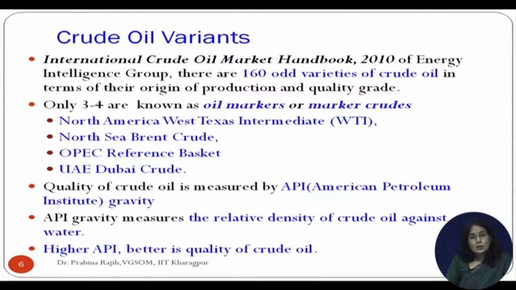And how can these 160 varieties be segregated from one another? This is based on 2 parameters. One is the API gravity measure, and the other is the amount of sulfur the crude contains. What does API stand for? API stands for American Petroleum Institute gravity. This API gravity measures the relative density of crude oil against water. So if a particular variety of crude oil is lighter, it will have a higher API index. So the higher the API index, the better the quality of crude oil. It is thinner and lighter, so when it is mixed with water, it floats above the water. That is one measure of knowing which is the better quality of crude oil.